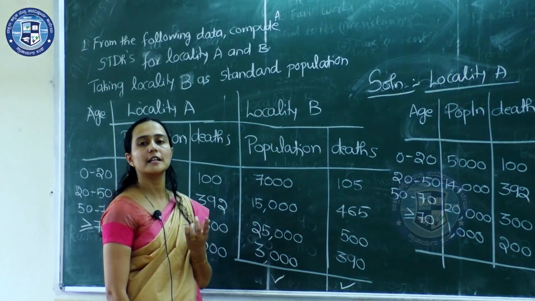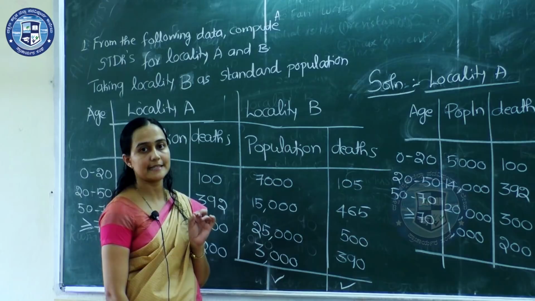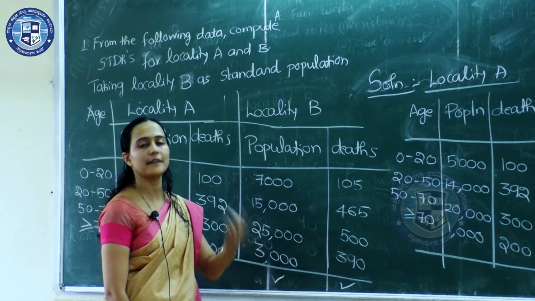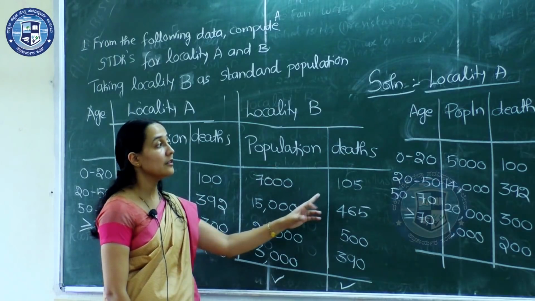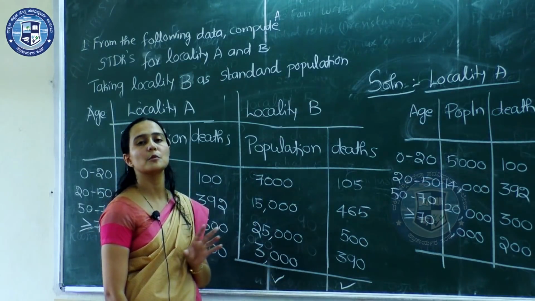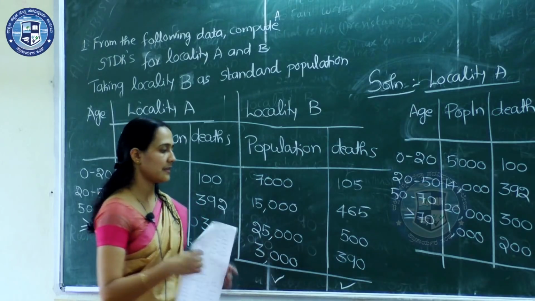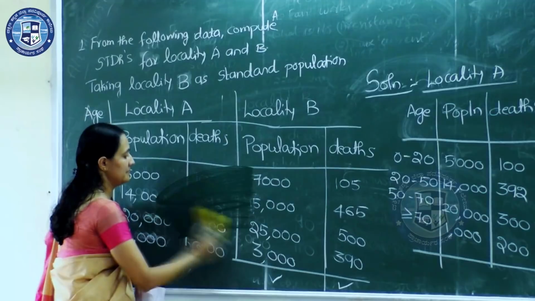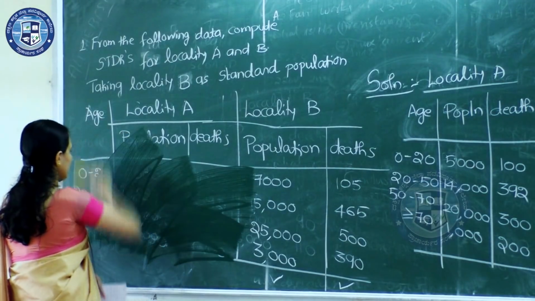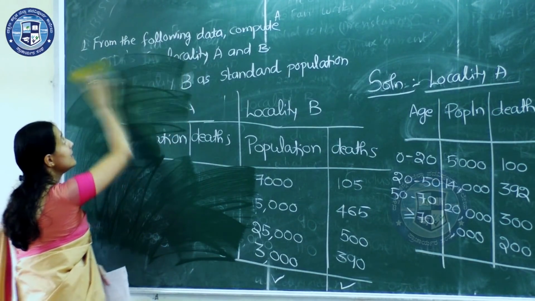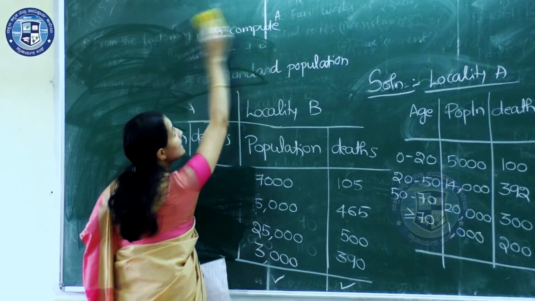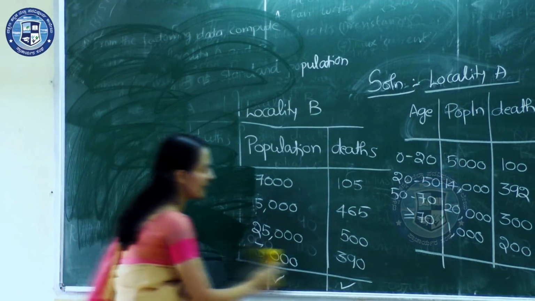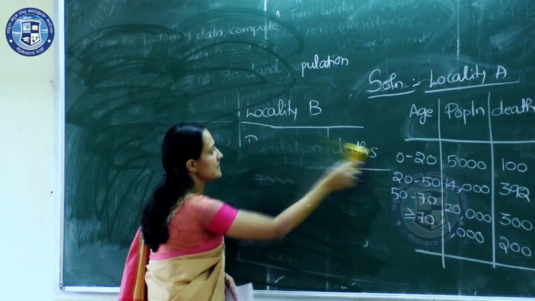Next, one column for standard population, that is P. Next, P into B, one column, sigma PB divided by sigma P. So which one is less? That is the more healthier population. Next, third type of problem. In the third type of problem, it is usually asked for a 5 marks question. Easiest one, third type of problems.